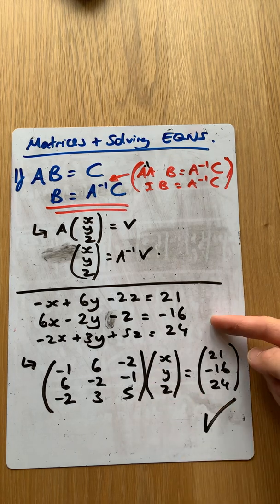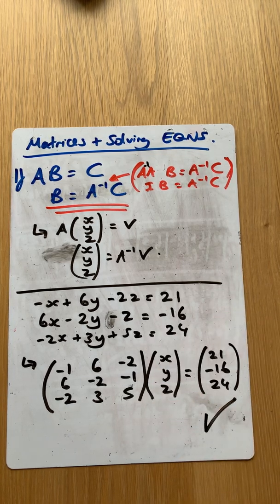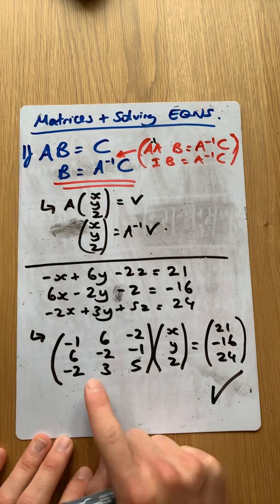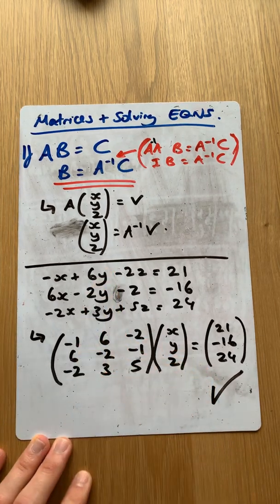Here we go. We've got 3 simultaneous equations to start off with. Minus x plus 6y minus 2z is 21. 6x minus 2y minus z is minus 16. And minus 2x plus 3y plus 5z equals 24. Now, this is the key bit. We can write this as a matrix equation.